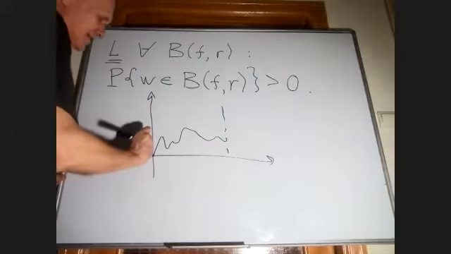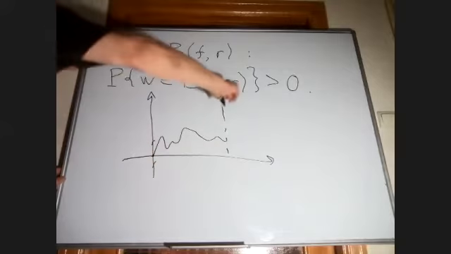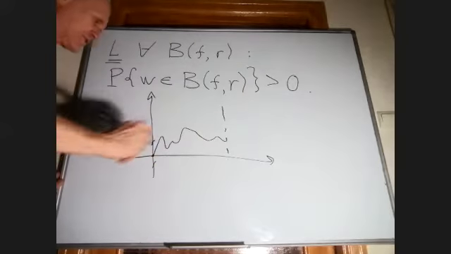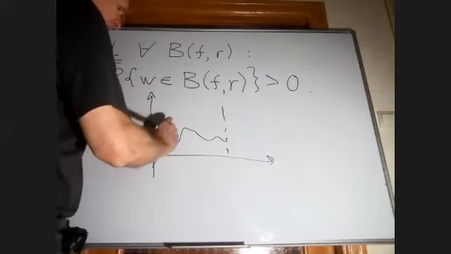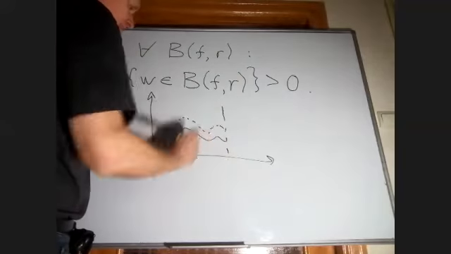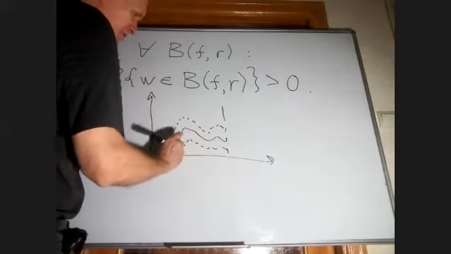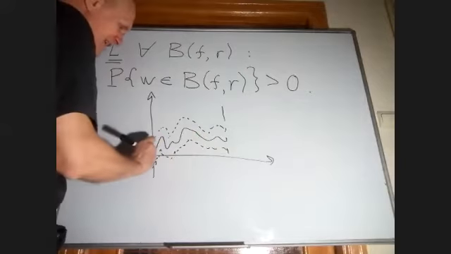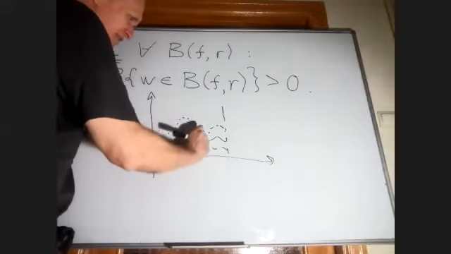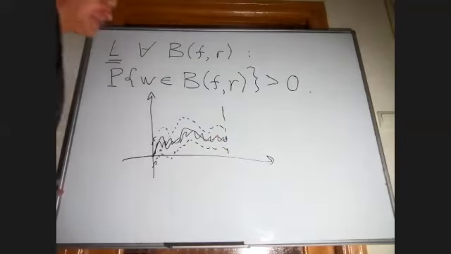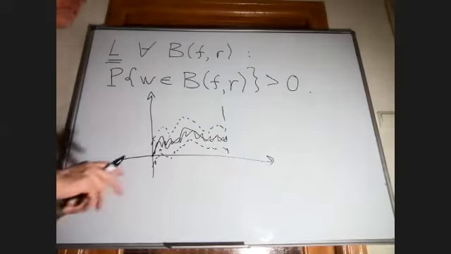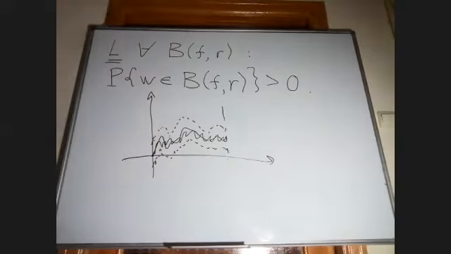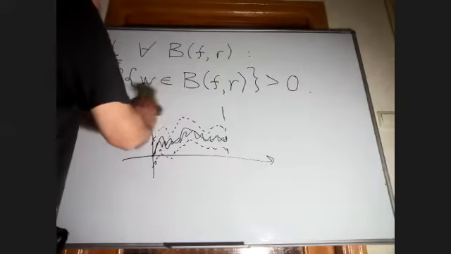Also it does not depend on the size of the corridor. But whenever you have such a corridor along the trajectory of f, then the probability that you will have a Wiener trajectory inside of the corridor is positive. Okay. Now let's prove it.